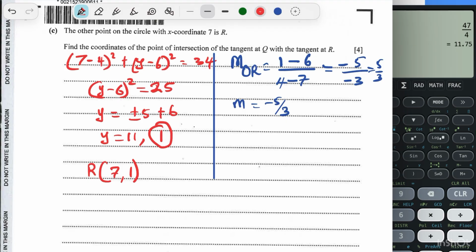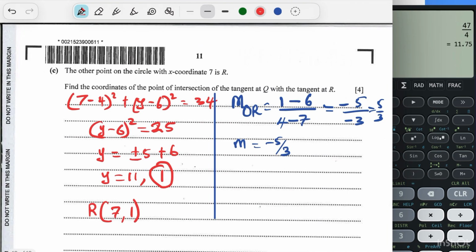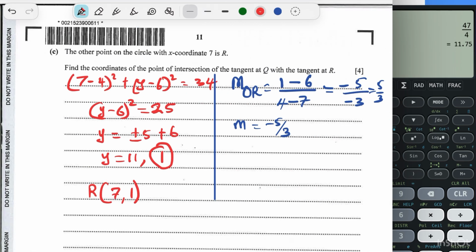Okay, so let's continue. You should understand this diagram and know what it means. Now this is OR, right? So I need to find the gradient of the tangent. I will do the negative reciprocal of this, so my M2 will be negative, then you flip it. This will be 3 over 5. This is the gradient of the other tangent. So my equation will be y is equal to 3 over 5 x plus c.